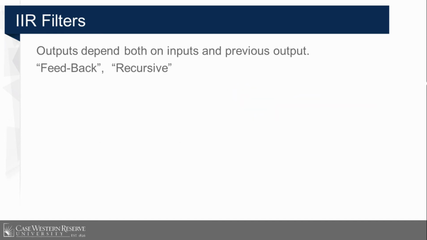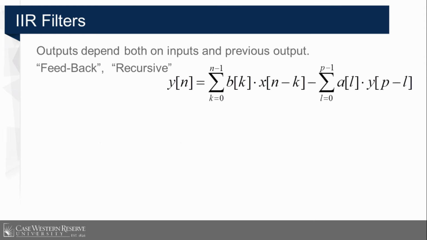Infinite impulse response filters, again, depend on both the inputs and the previous output in order to calculate subsequent outputs. And so these IIR filters are often known as feedback or recursive filters. Again, we have here our inputs, which we're multiplying by some coefficients. We have some previous outputs, which we're also multiplying by some coefficients, and using this combination to calculate these future outputs.